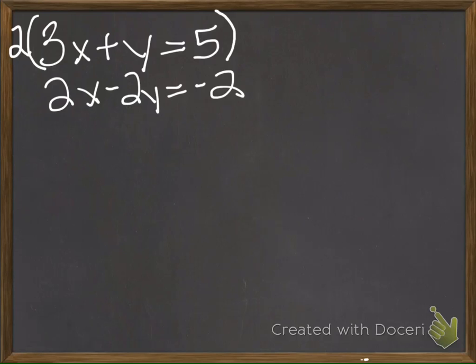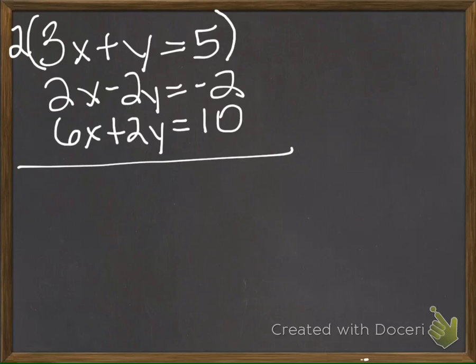2 times 3x is 6x. And then 2 times y is +2y. And 2 times 5 is 10. Okay? Now what operation do we need to use? Adding or subtracting? Adding, okay? So put your plus sign over here. 2x plus 6x is 8x. And then the y's cancel out, and you're left with -2 plus 10, which happens to be 8 as well.